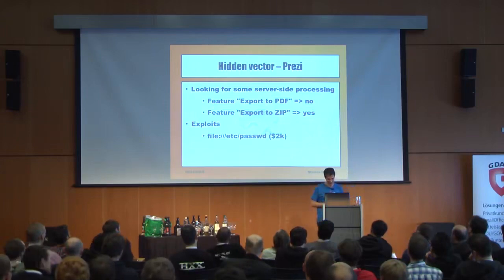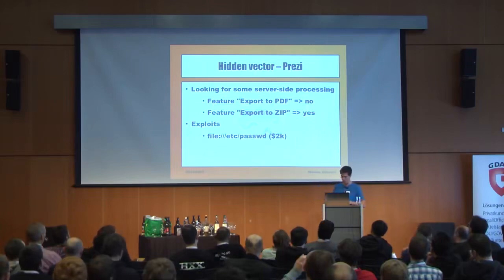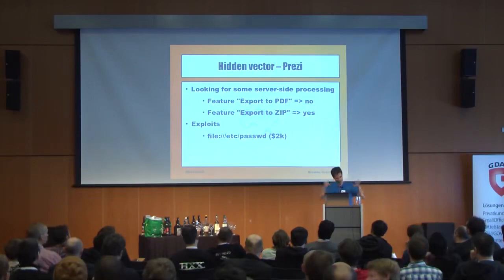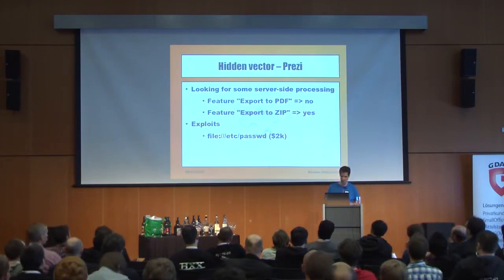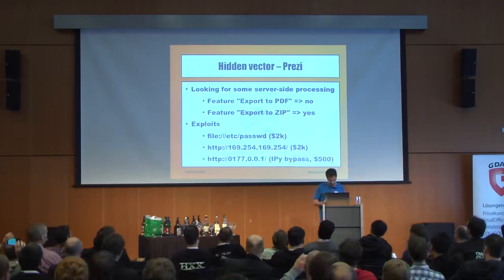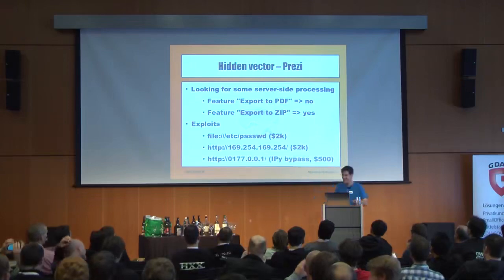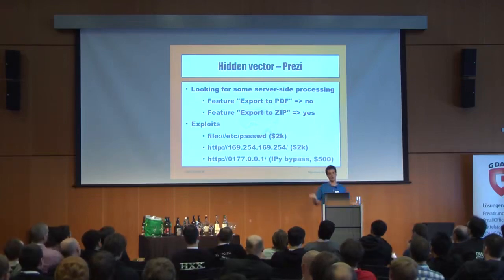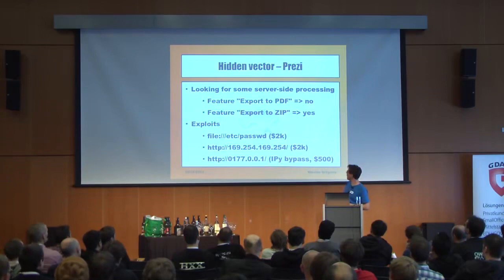This is very easy, and no HTTP redirect because the library will not honor redirect from HTTP to file, but just entering file is enough. So 2K for this one. Then they blocked the file URL handler. I went to the metadata server and 2K. And then they introduced a lot of defense in depth mechanism, and I was able to bypass their blacklist using octal encoding.